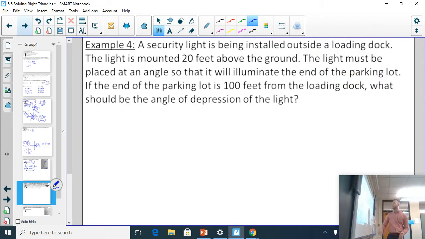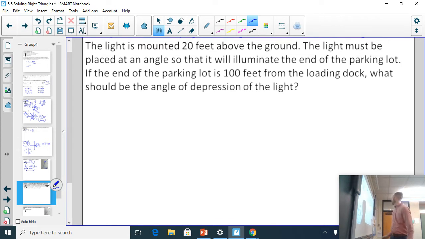So example 4, a security light is being installed outside a loading dock. The light is mounted 20 feet above the ground. So I bet we're going to make a picture. So I'm just going to say that's 20 feet above the ground, and here is our light. So that's 20 feet above the ground.